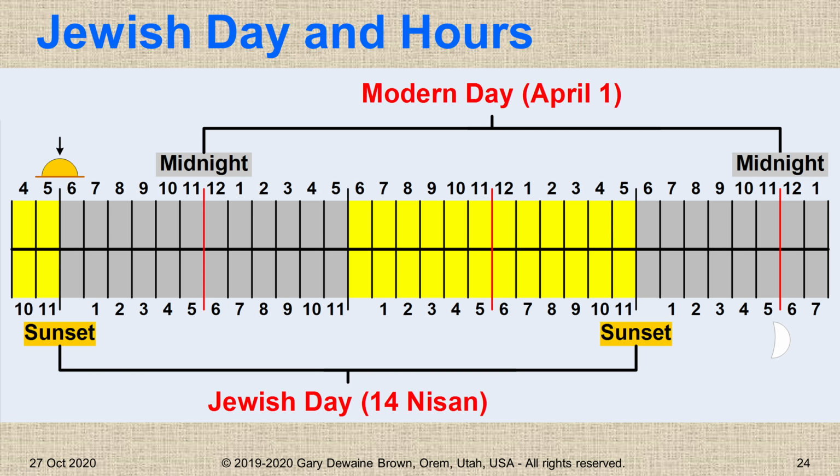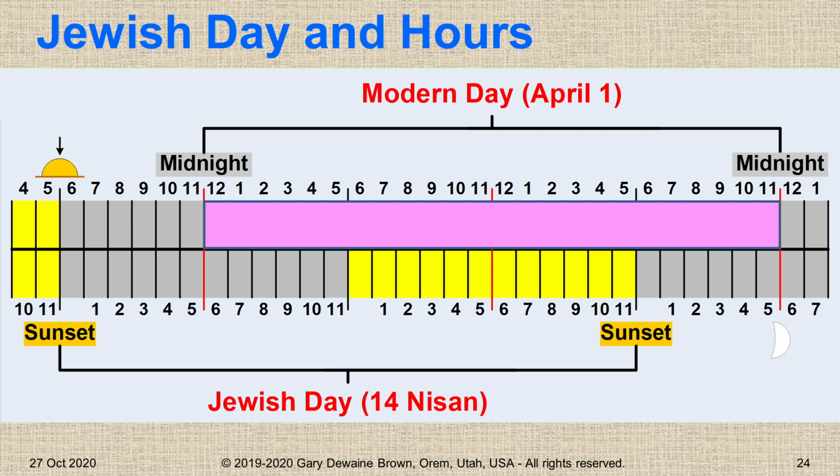The graphic displays a modern day on the top half and a Jewish day on the bottom half. The gray color illustrates the 12 periods of nighttime in a Jewish day, and the yellow color the 12 periods of daytime. The New Testament refers to these periods as hours. Note the graphic shows the same gray and yellow hours for our modern day. In our modern calendar, a day starts at midnight and ends at the next midnight, between which we experience a sunrise, noon, and a sunset.